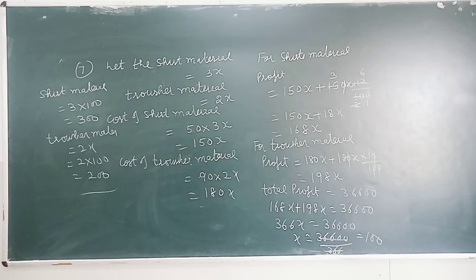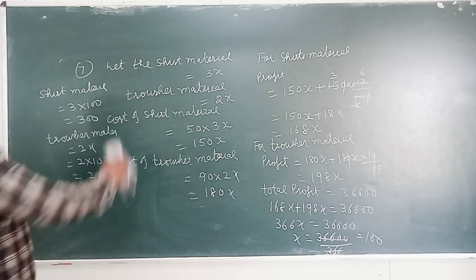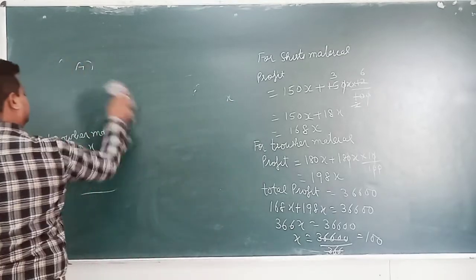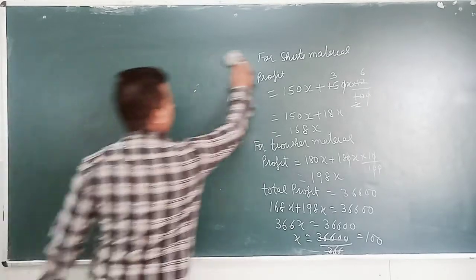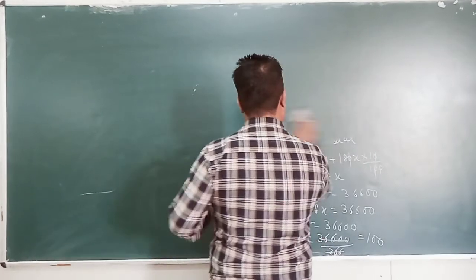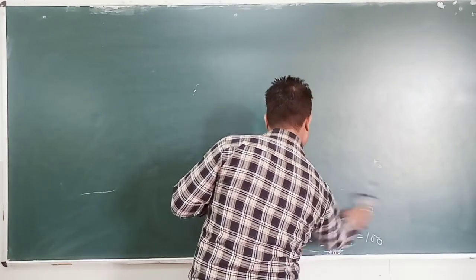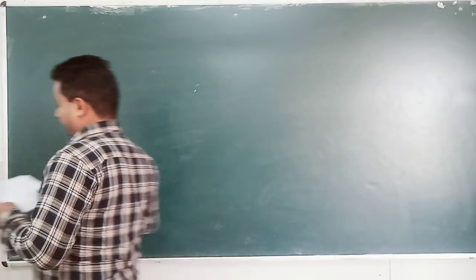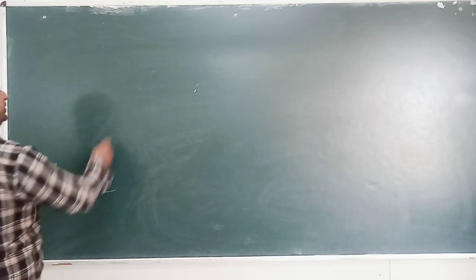In question number 8, the statement is: half of the deer are grazing in the field and 3/4 of the remaining are playing nearby. The rest, 9, are drinking water from the pond. Find the number of deer.